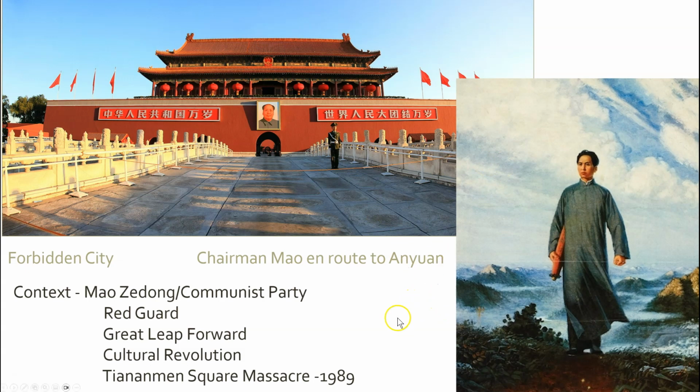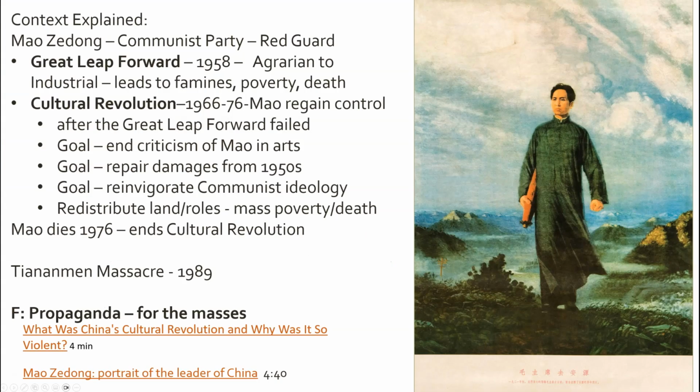All right, so before we dive in any further with looking at the image, some of the things that they talked about in the video that I think are important contextually for this to know are some of the things that happen under Mao. So he's the head of the Communist Party. He starts the Red Guard, which is youth, training them to basically enforce his rules. And so they become this soldier-esque class that are promoted and able to enforce the rules.